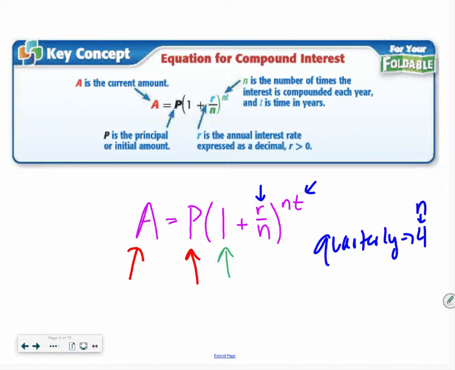T, sorry, when I said that, I should have said, if they ask you after 6 months how much do you have, you would put 1/2 in there. Or if they ask after 3 months, you would do 1/4 for T. So T's time in years, N's the number of times it's compounded. R represents our rate again. P is the principal amount. A is how much money you have currently.